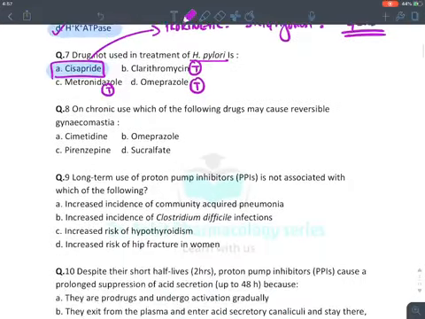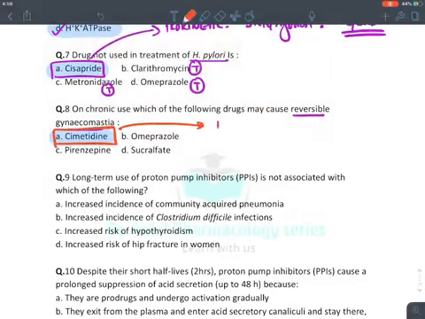Okay. On chronic use of which of the following drugs may cause reversible gynecomastia? The answer is cimetidine. Okay. Cimetidine is an H2 blocker. It was the first H2 blocker to be made. But this cimetidine has certain drawbacks. You will write that cimetidine blocks testosterone receptors.